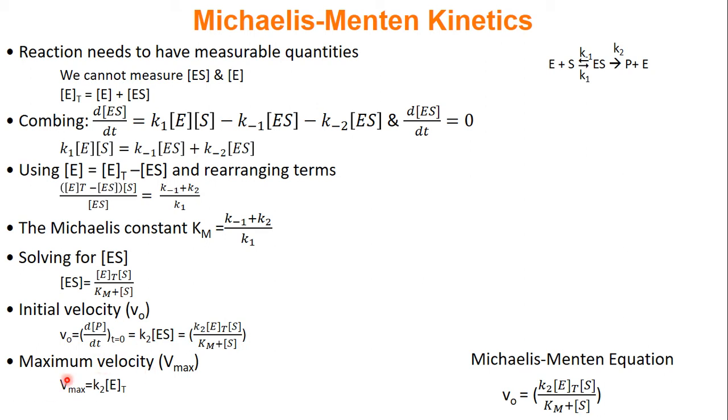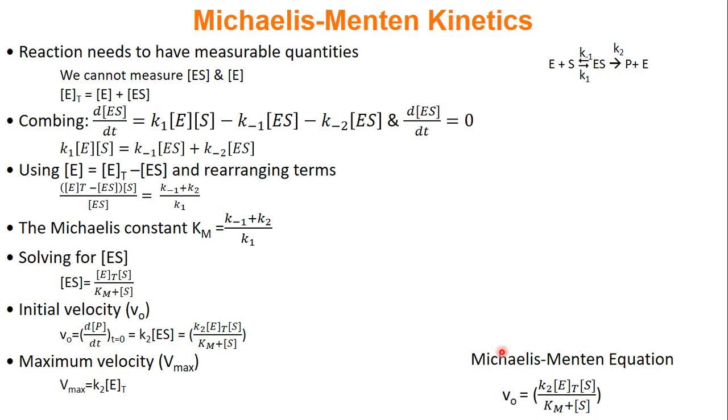And we also have another term called Vmax. Vmax is the fastest you can go. Let's say all your enzyme has substrate in it. If they're all bound to substrate, they're all making product. So the fastest your reaction can go is based on how much enzyme you have multiplied by the rate constant from going from ES to product.